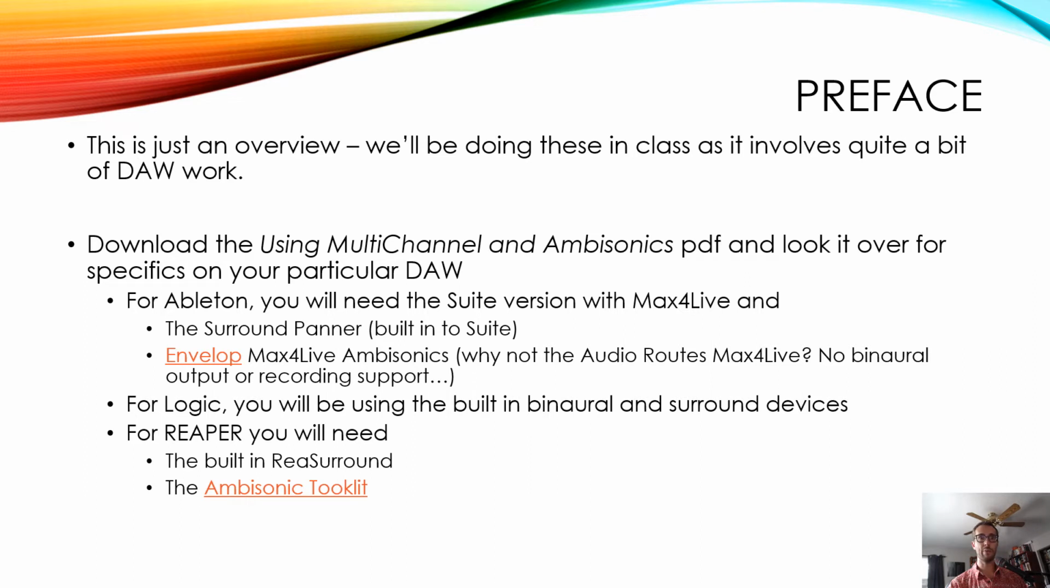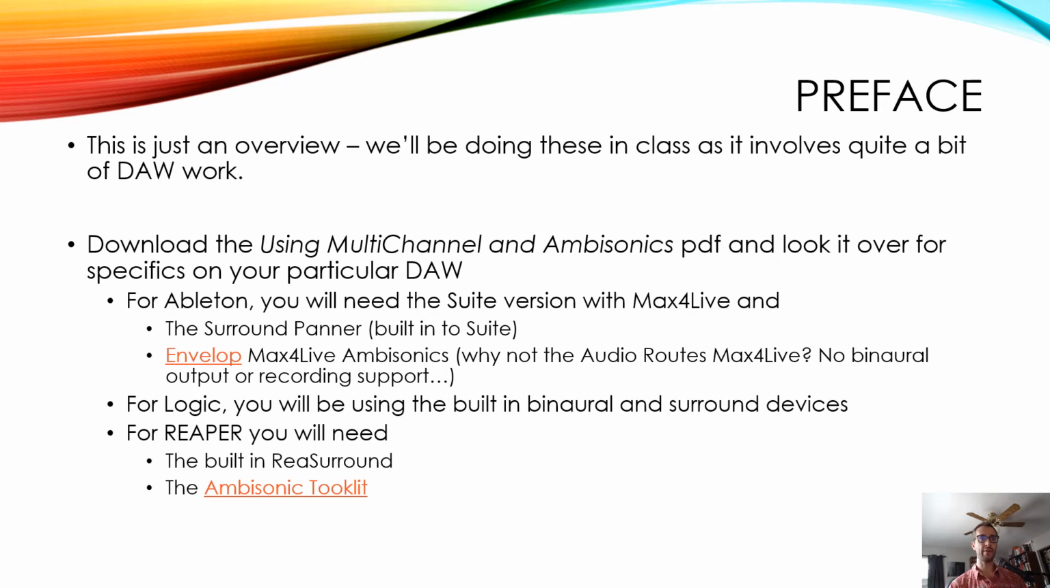So for everybody, I have a PDF up called Using Multichannel and Ambisonics on the course page. Grab that, look it over. You only have to look over the parts that are specific to your particular DAW. For Ableton, you will need to have Ableton Suite version, not Intro, not Standard. It must be Suite because only the Suite version has Max for Live. You will also need the Surround Panner. That's a Max for Live device that comes with Ableton Suite.